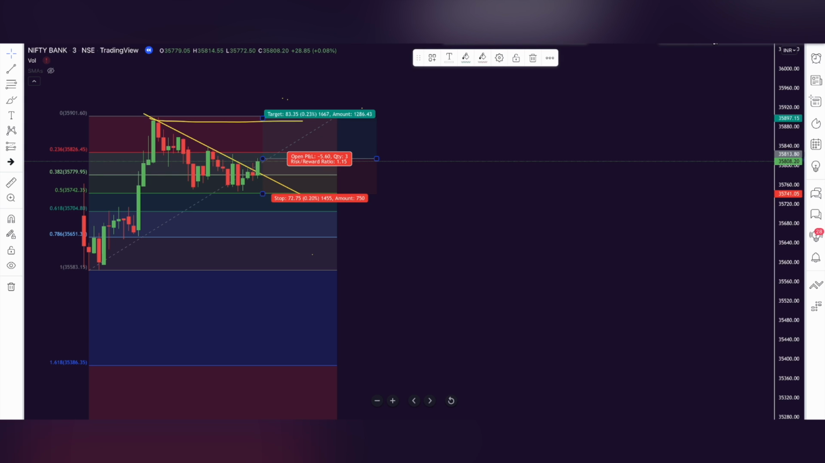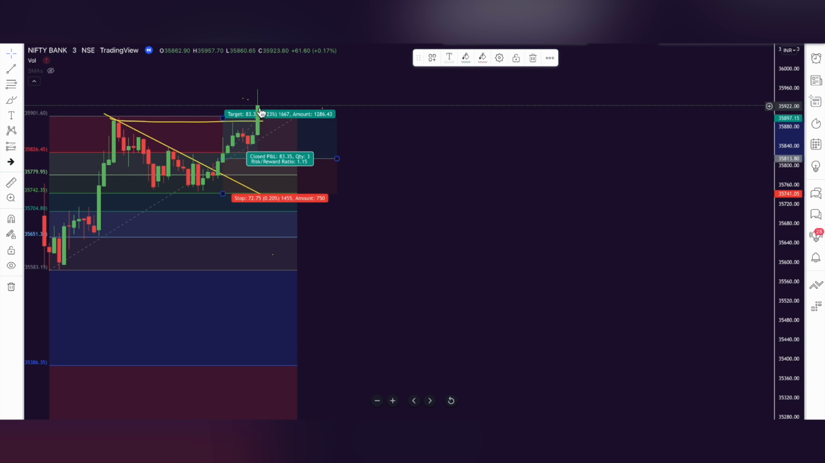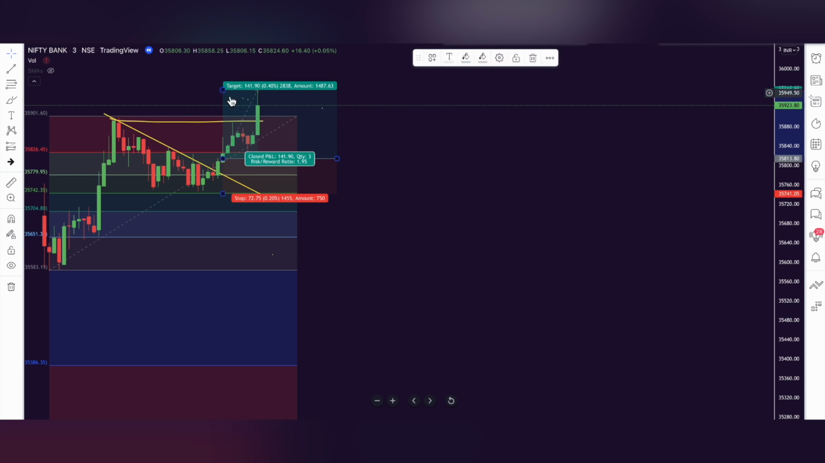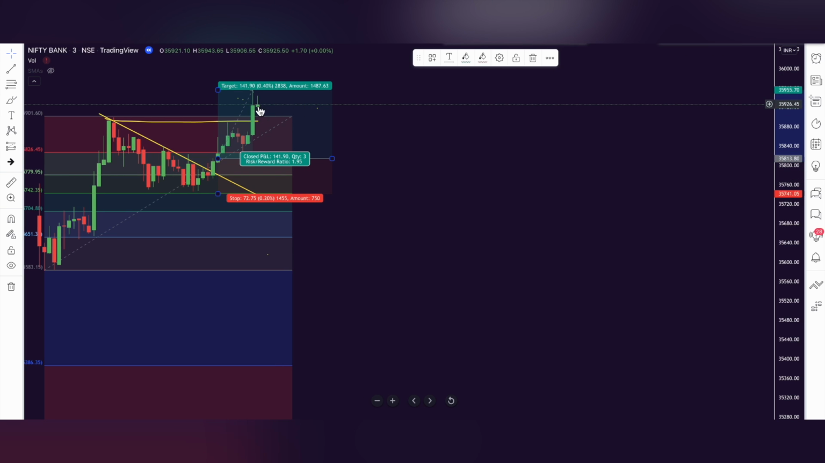Let's see what happens next. Now traders, we can see this candle achieved our target. If you see how big this candle was, it gave a risk reward close to 1:2. Now those who want to exit the trade, you can exit the trade here. But I will not personally exit the trade. I will hold the position.